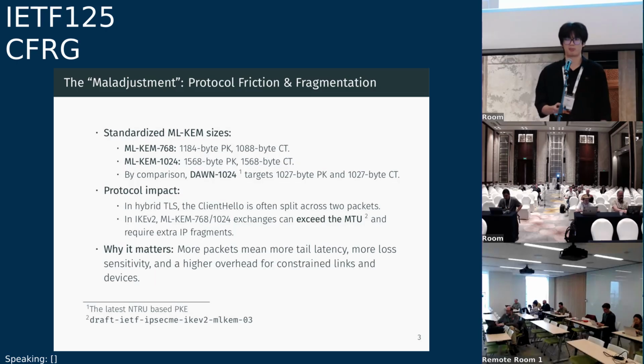Well, what's the impact of packet size in practice? The first is in TLS, the client hello or server hello may spill across two packets, and in the draft version 2, ML-KEM can exceed the MTU and require extra IP fragments. This is from the previous draft. And why does it matter? Since more packets means more tail latency, more loss sensitivity, and higher overhead of the whole communication, especially for some resource constrained links and devices.